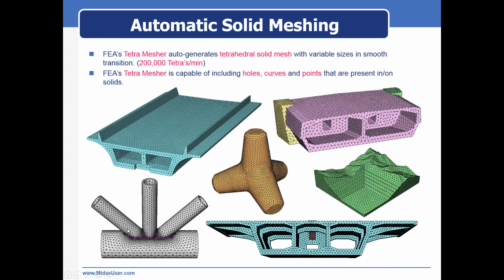Auto mesh in Midas FEA is quite an intelligent feature. By intelligent, I mean when we auto mesh the solid, like this solid, it automatically adjusts the mesh size at these locations to finer mesh and provides a smooth transition. So this can be a really time-saving feature. Otherwise, engineers would need to define the seeds manually. That's too time consuming.